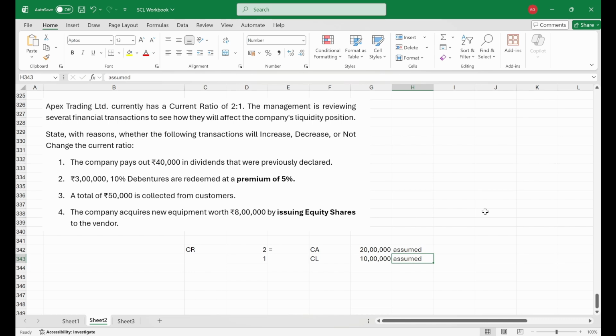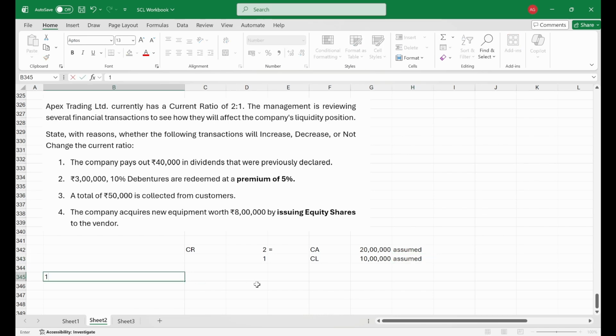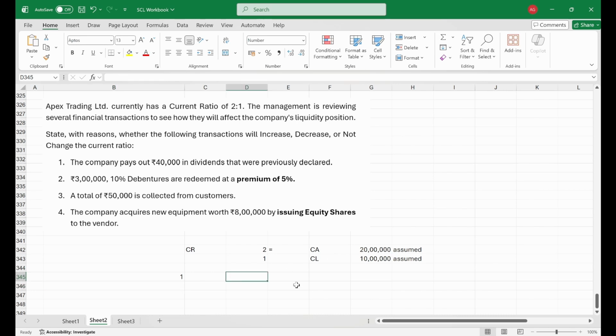Both of them are assumed numbers, so that it will help to simulate each and every scenario, what would be the impact on current asset and current liability. So with these assumed numbers, let us deal with each and every situation one by one. The company pays out 40,000 in dividend. Okay, so declared dividend.